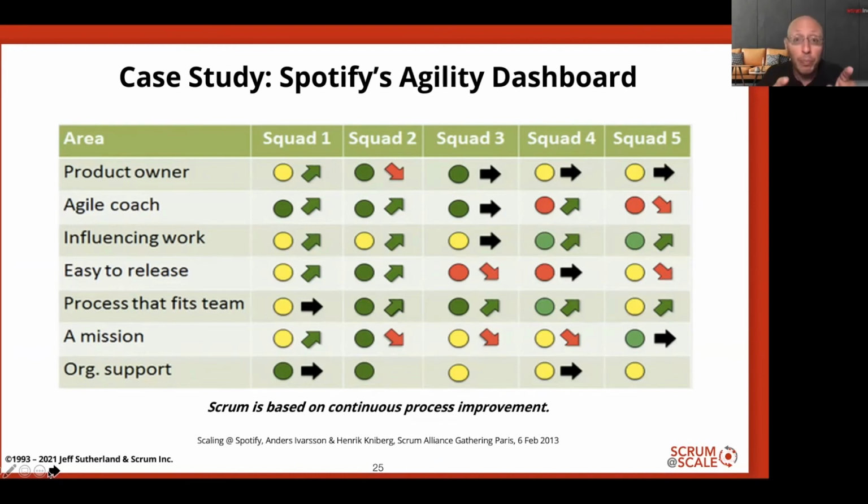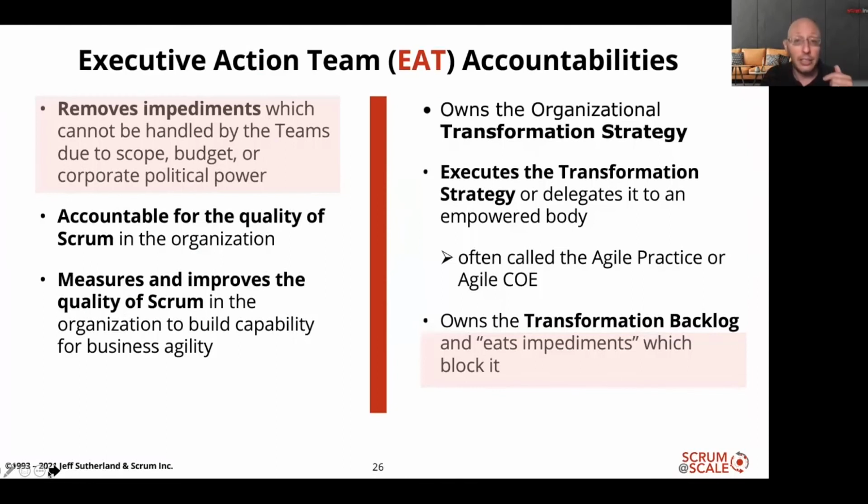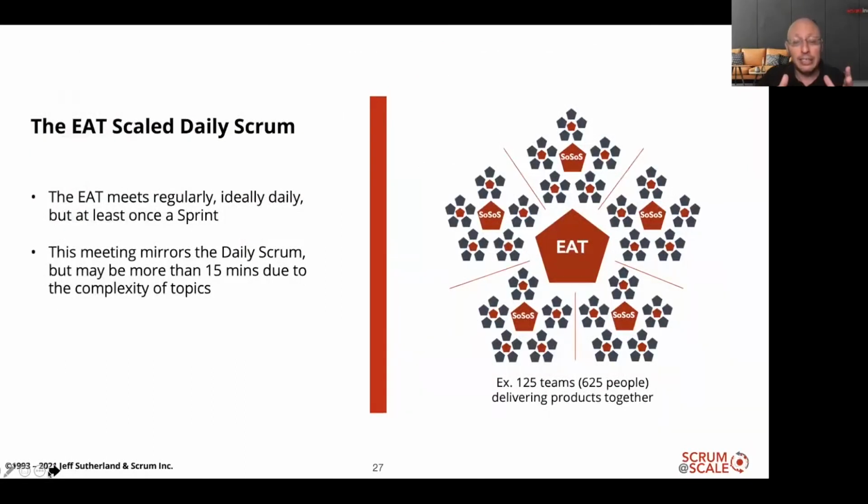And that's a really important function of the executive action team: to help figure out the coaching part of the organization, through the scrum of scrums and scrum masters or agile coaches, how to target those teams that are not doing as well and get them to a better state. Let's take a look at our last accountability, which is all about removing impediments. The way we do this is the executive action team holds a scaled daily scrum. So each team holds a daily scrum.